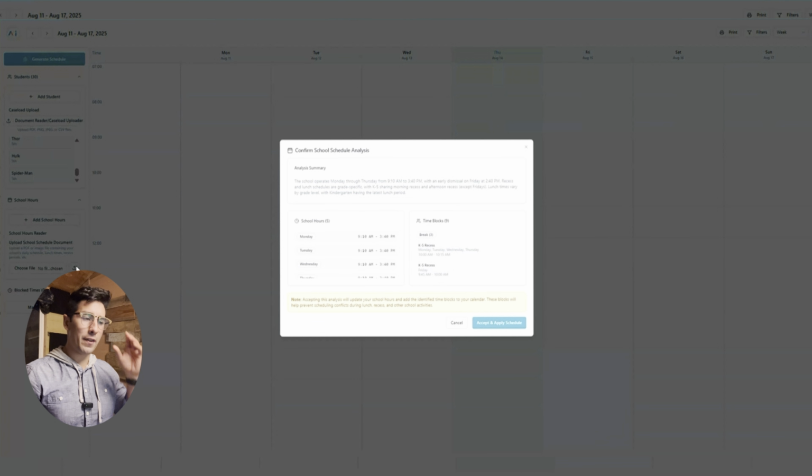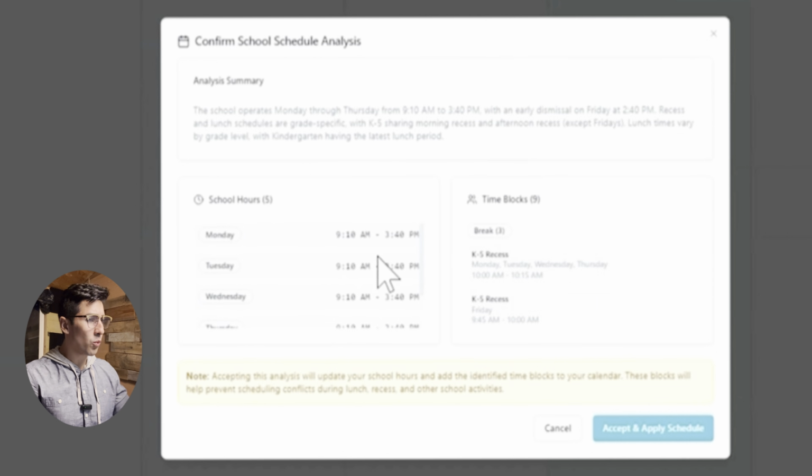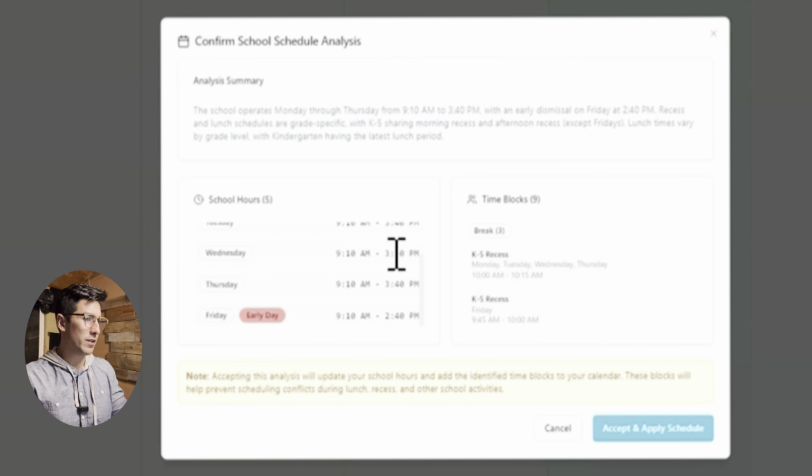And I'll talk about that in a little bit. But what it did extract was, again, the school hours. And accurately, it did extract 9:10 to 3:40. That is the school time. I know about that through this document. And the early day truly is on Friday, 9:10 to 2:40. Extracted that all on its own. Perfect. And then the 9 different time blocks that it was able to understand from this document.